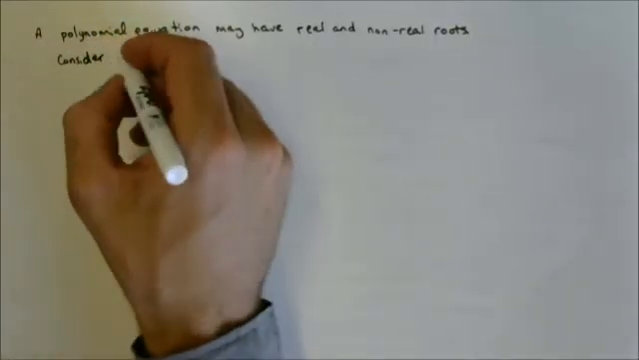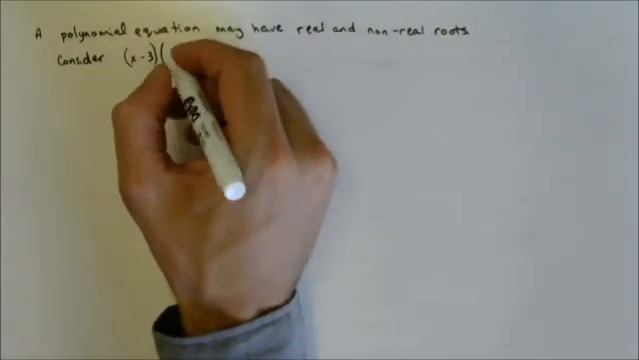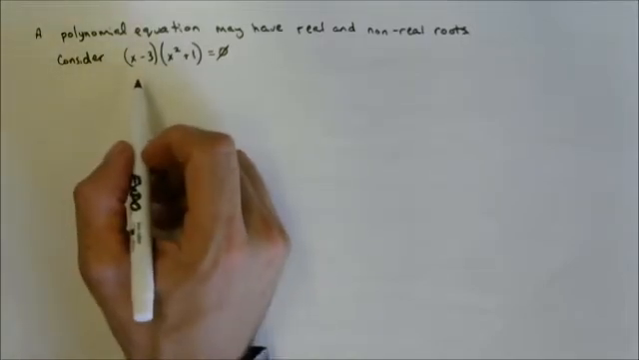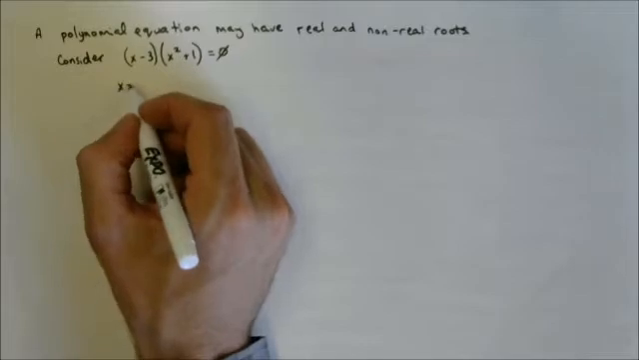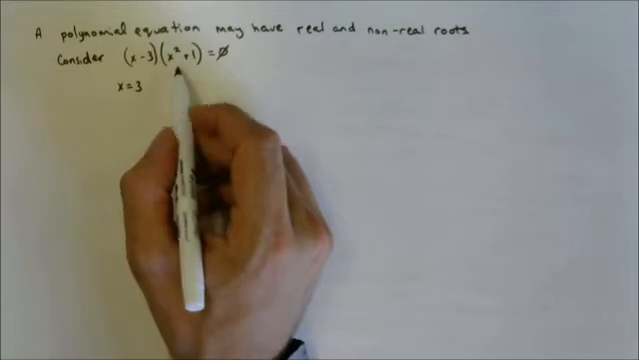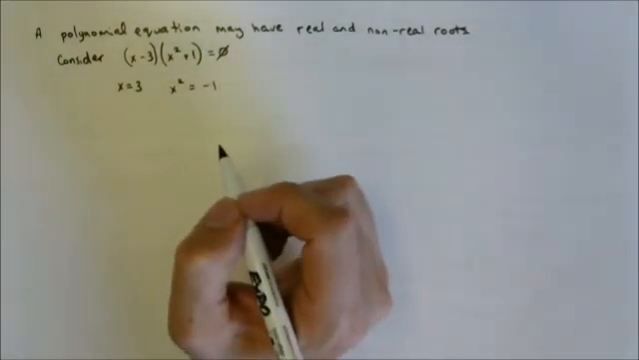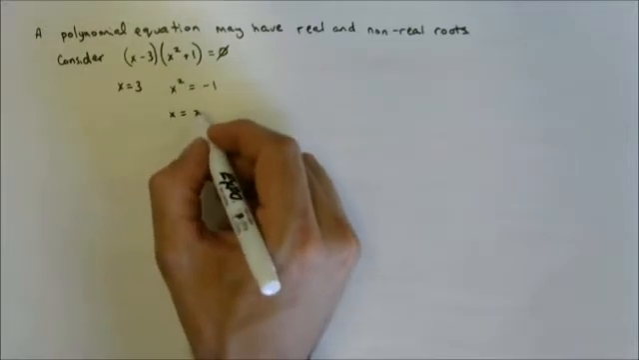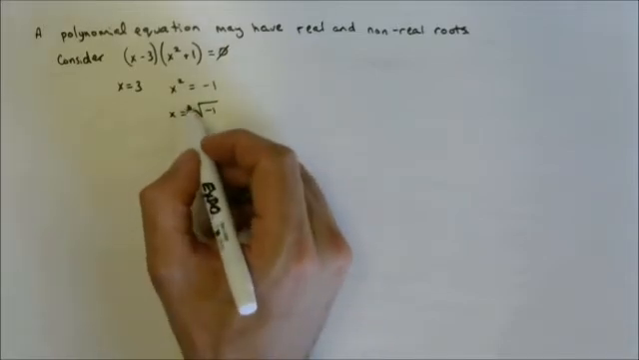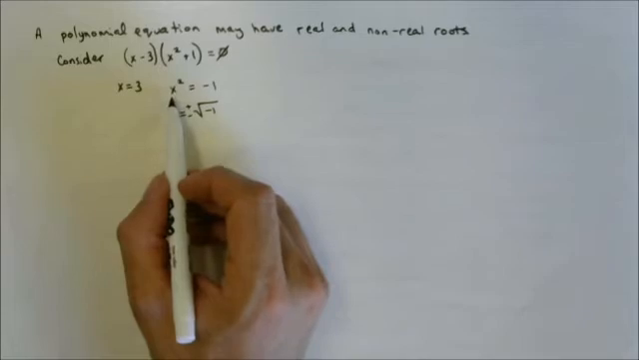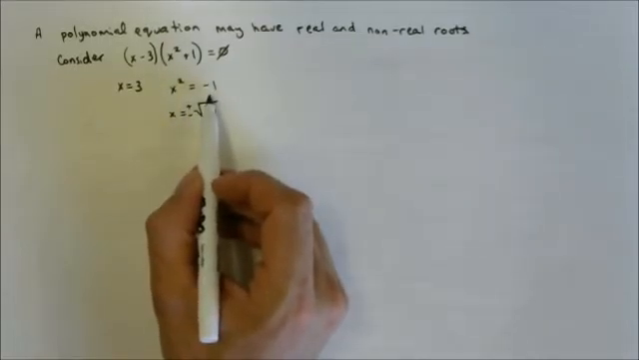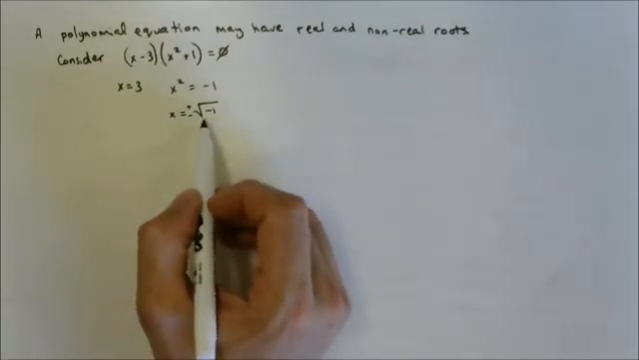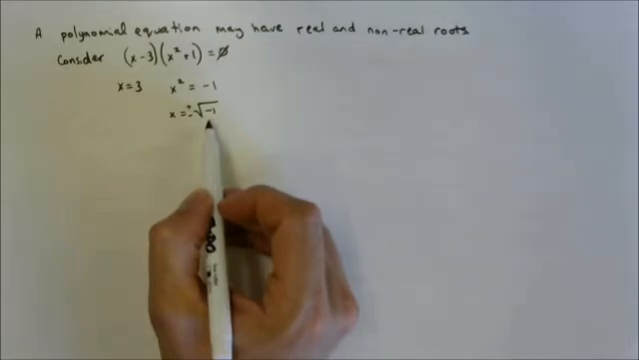Consider x minus 3 times x squared plus 1. Okay? The roots here are, for the first factor, x equals 3. For the next factor, it's x squared equals negative 1. Or, another way to think about it, x equals, if I square root both sides, plus or minus the square root of negative 1. Can you think of any value that you can multiply by itself to get a negative value? Nope. It's impossible. A negative times a negative is positive, and a positive times a positive is positive. So there is no such thing as the square root of negative 1. Okay?